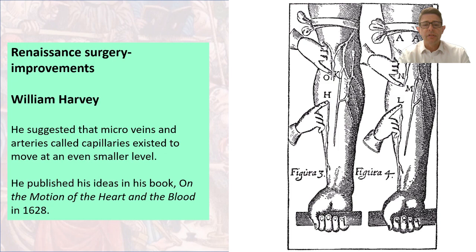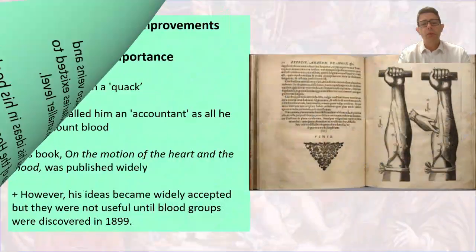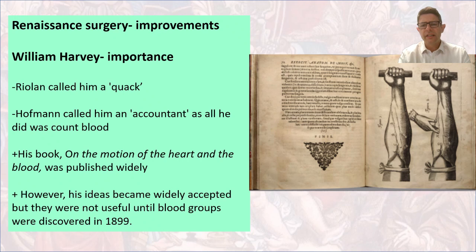He published all his books in his book on the motion of the heart and the blood. His importance then: Ryland didn't think he was very important, called Harvey a bit of a quack, and Hoffman called him an accountant as he counted blood. But his book was published widely, and obviously today it's important in terms of understanding the circulation of the body, and eventually, once blood groups had been discovered, important for things like blood transfusion and solving the issues of bleeding.